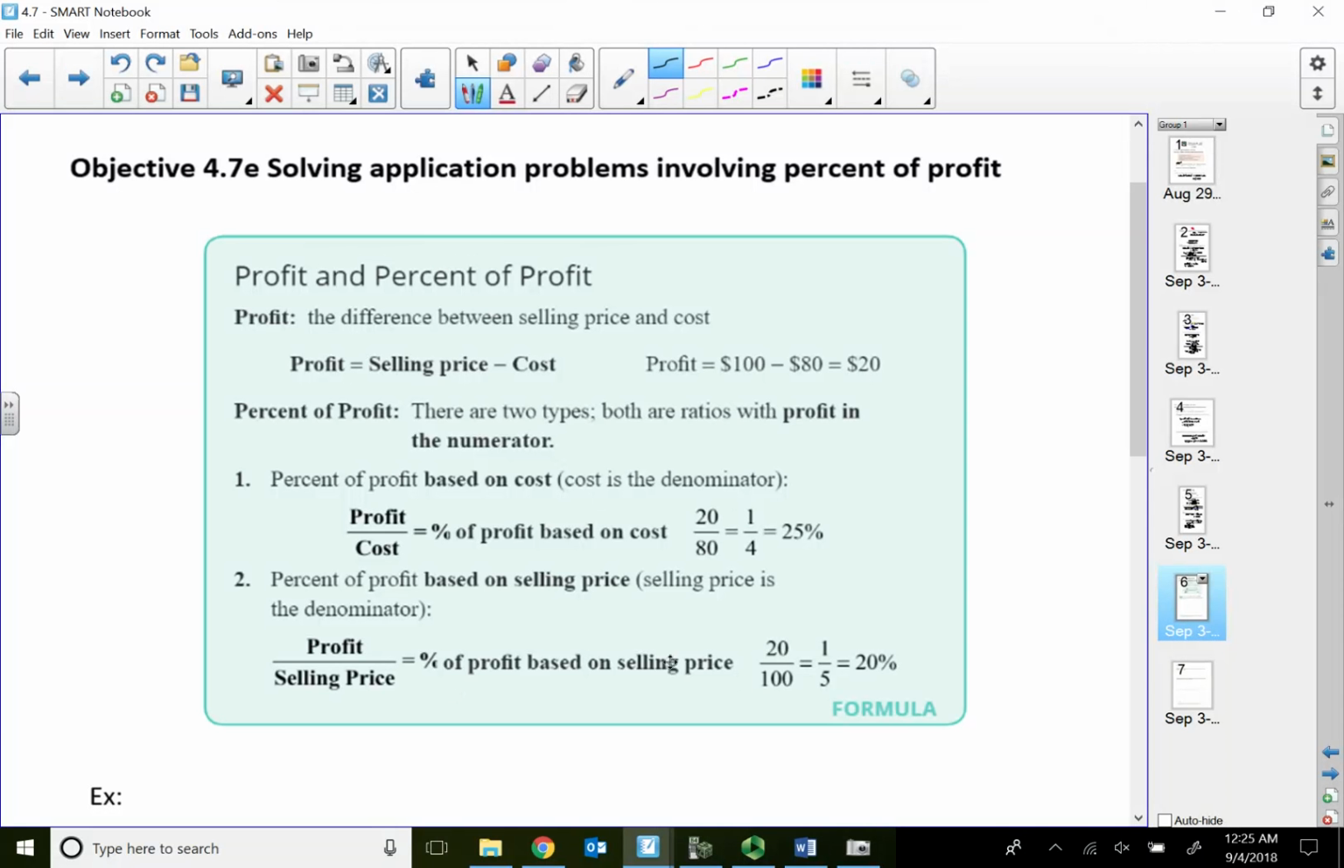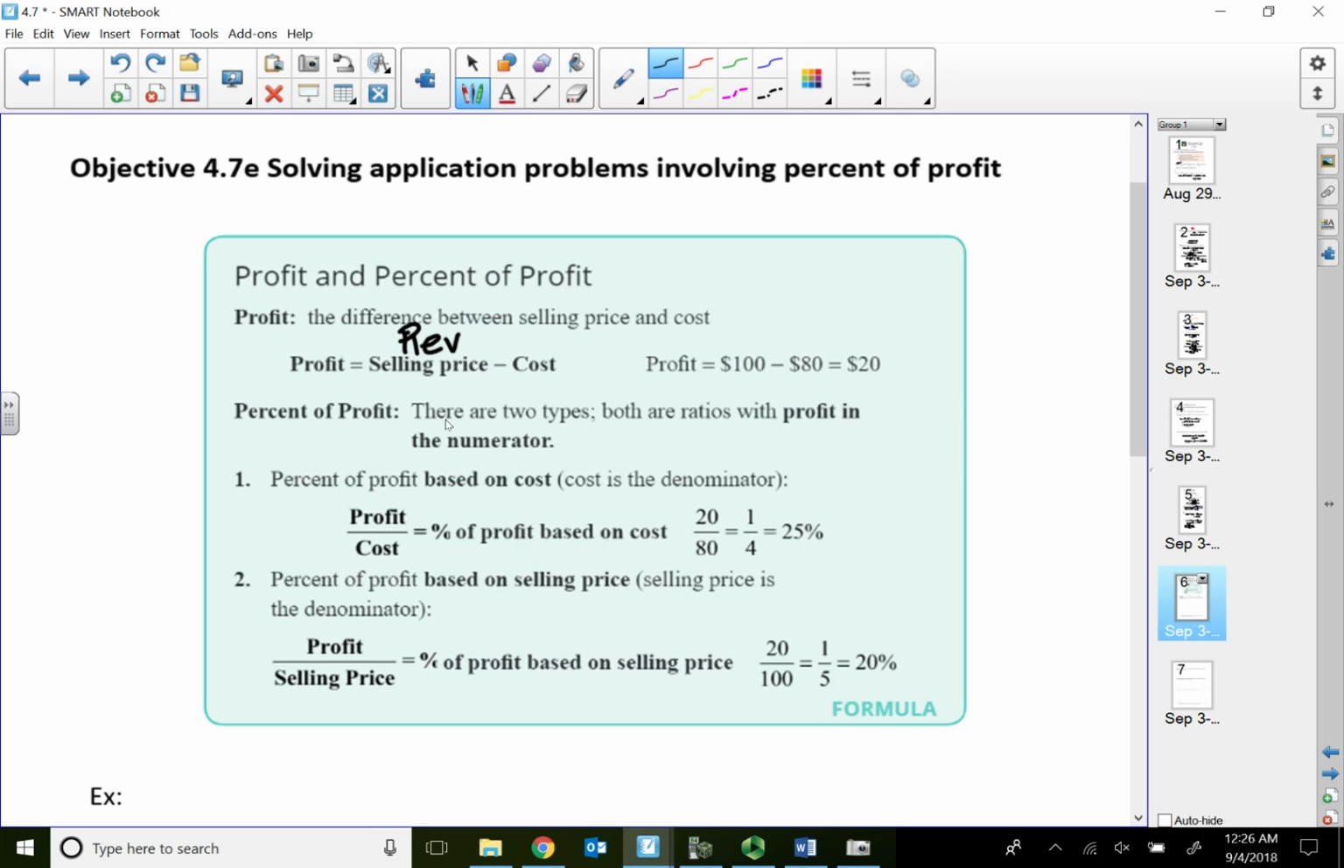Alright, so a quick two formulas here: profit and percent of profit. Profit is the difference between selling price and the cost. Another wording for selling price is revenue. I normally use the word revenue, which is the money that you bring in from selling, minus all the cost, and that will equal the profit. So in this example, if we sold $100 total, minus the cost of $80, then we profit 20.